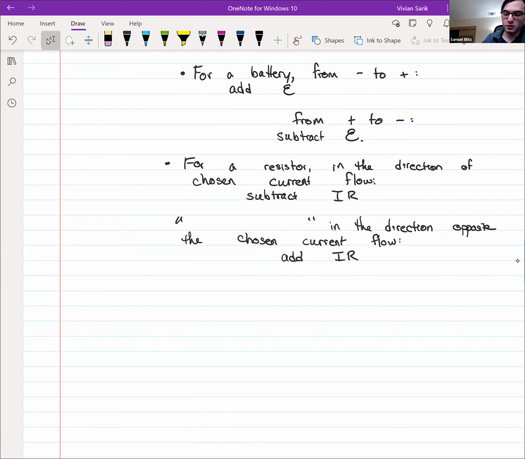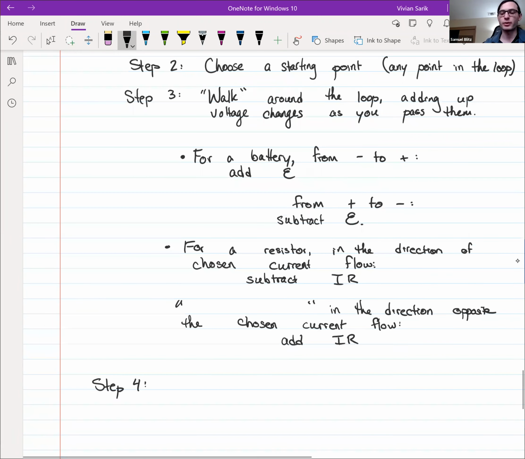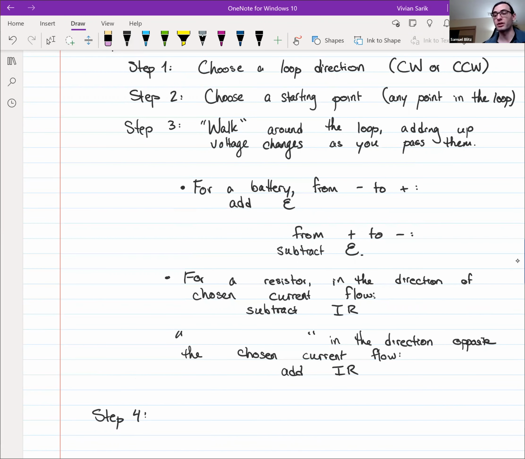And then step 4. And by the way, we will add capacitors to this later. At least for now, capacitors are relatively easy to handle because you just treat them like batteries, at least when we're talking about steady state.